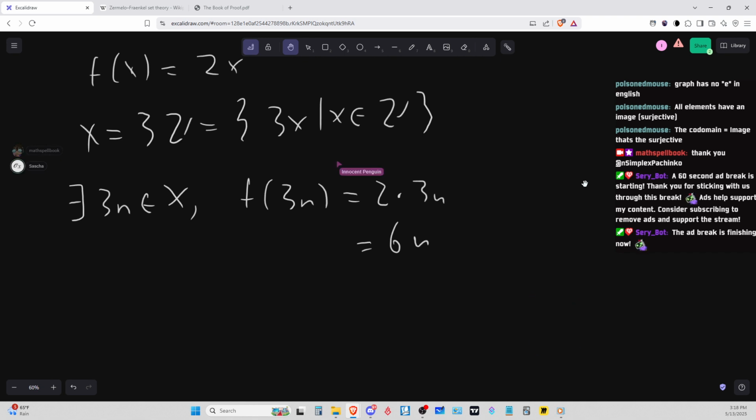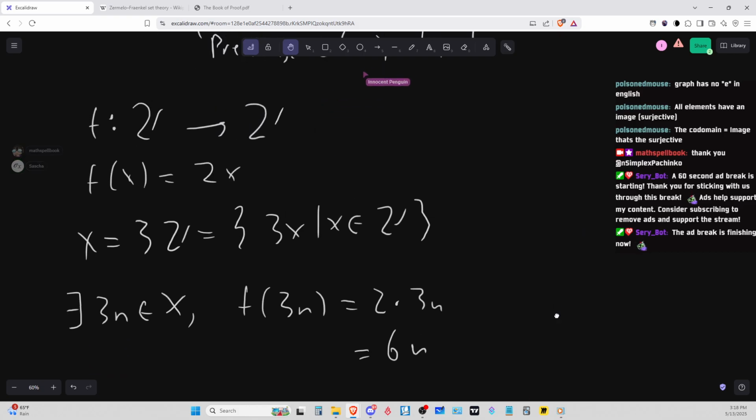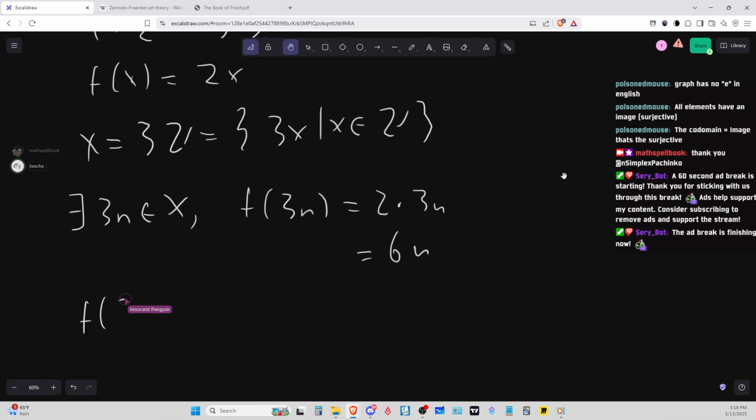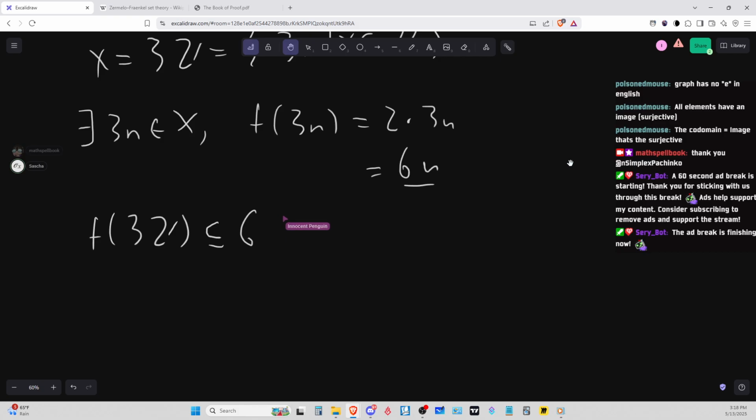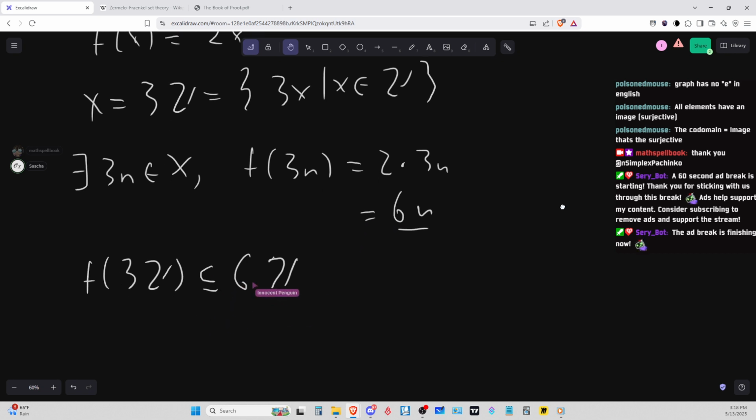So basically what this shows is that if we start with something inside of x, if we look at the image of 3z, we always end up with something which is divisible by 6, right? So at least the image of that is contained inside of the multiples of 6. Actually, you can show that this is an equality.